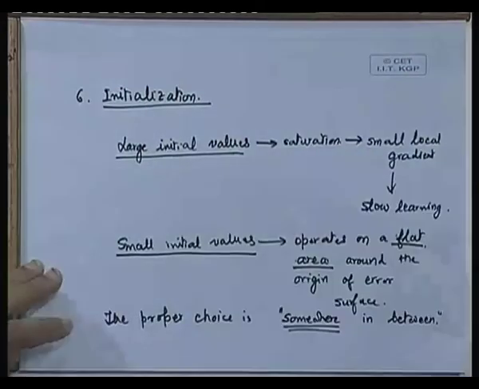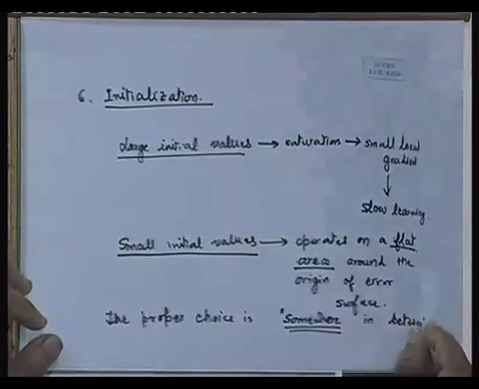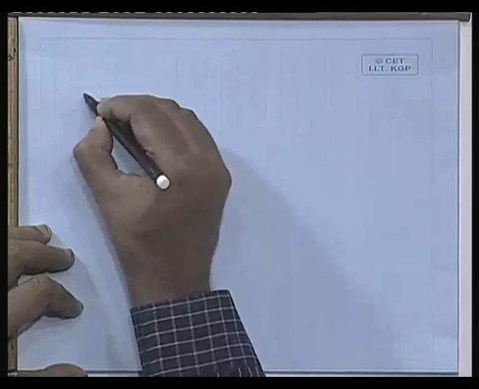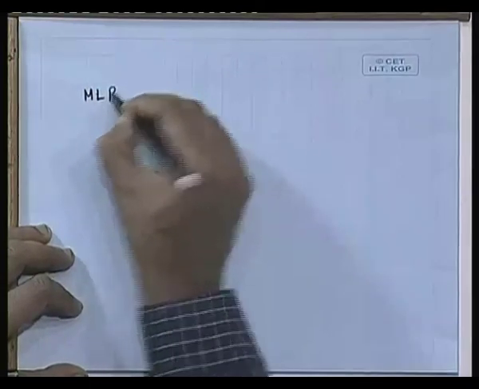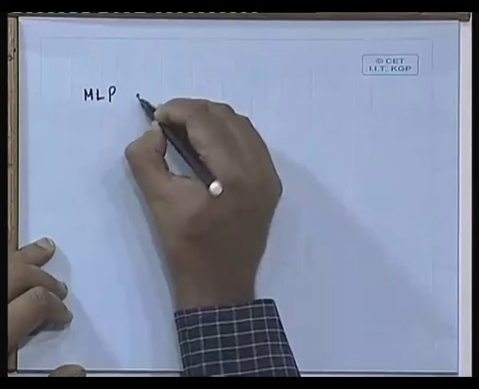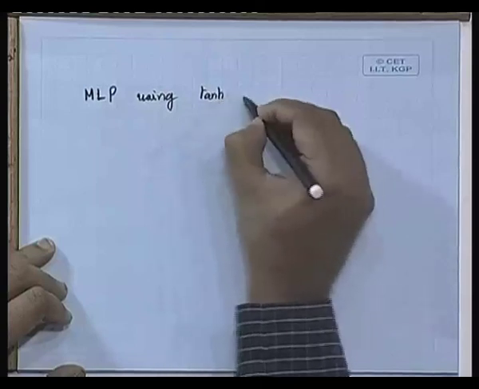So let us do a bit of statistical analysis in order to decide that. We take the example of a multi-layered perceptron, in short form MLP, using tan hyperbolic activation function.